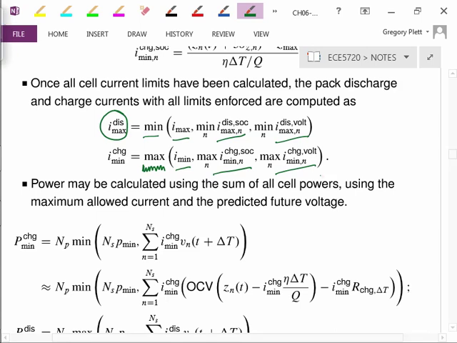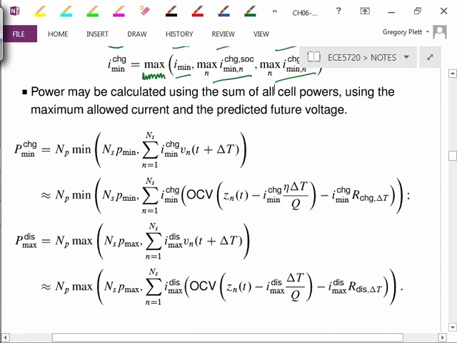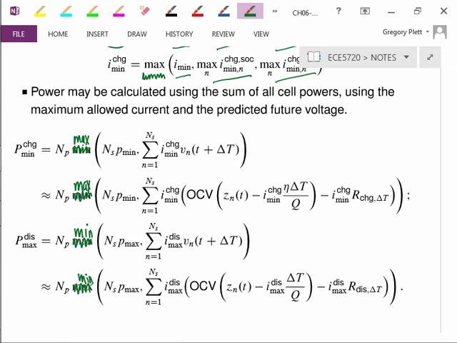Now these mins and maxes are very tricky. You have to put in a few numbers to work it out, and it's so tricky I did it wrong here, so I have to fix it. That I believe should be max, and that I believe should be max, and that I believe should be min, and that I believe should be min. But let's see what we're doing now. We've computed the current limits. Now we have to compute the power limits.